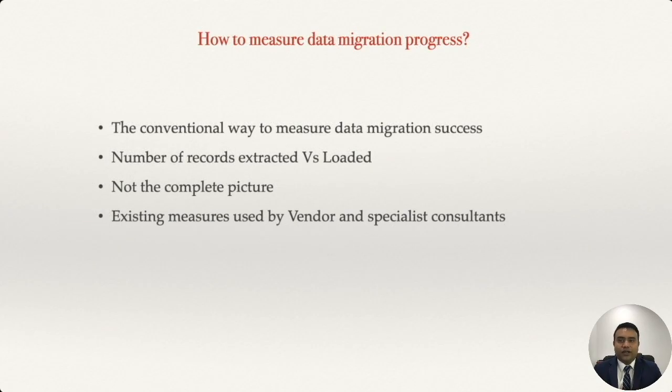The conventional way to measure data migration success is by comparing the number of records extracted from the source system to those migrated into the target system. However, more effort is required to provide a complete picture. For example, we could migrate millions of customer or patient records with only first name and last name, while all other attributes or keys are defaulted to null or unknown.